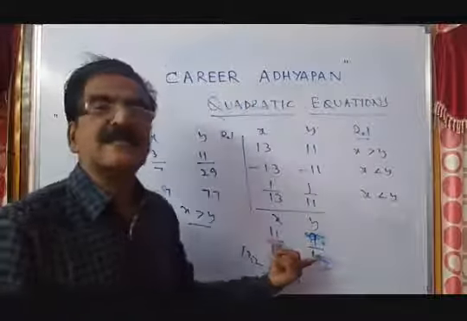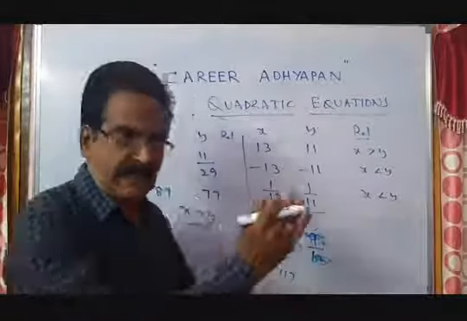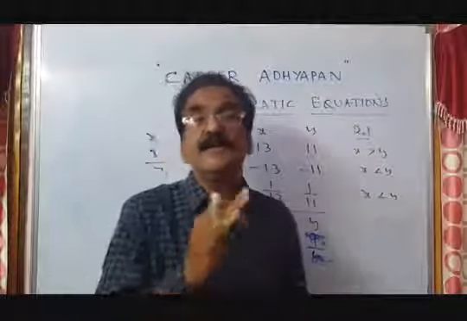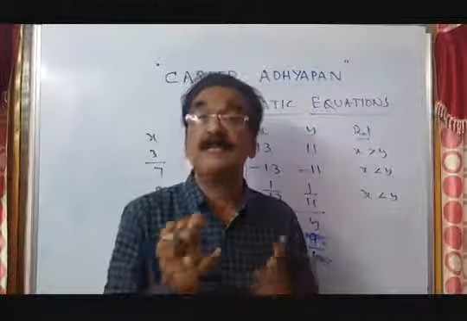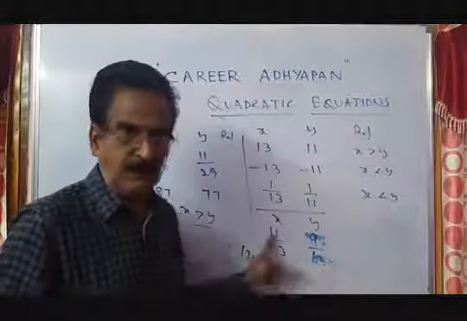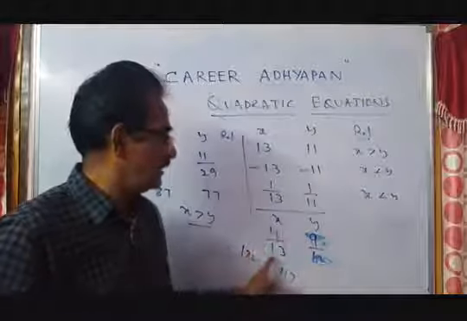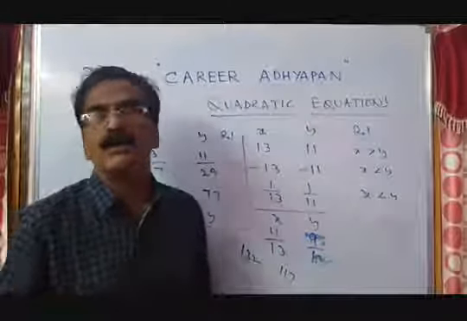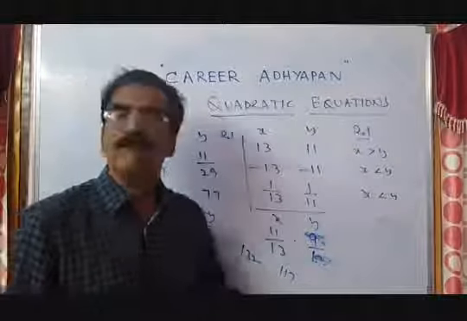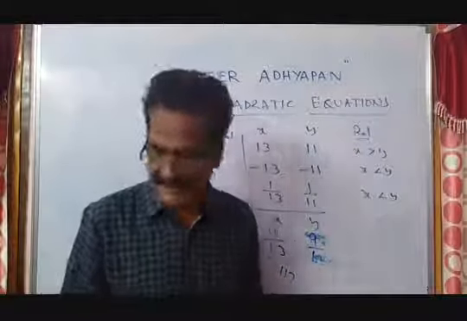So when fractions are there, x is one fraction and y is another fraction. Then to decide which is greater, you do like this: this into this is x, this into this is y. So you can easily decide which is greater. 132 is greater than 117.